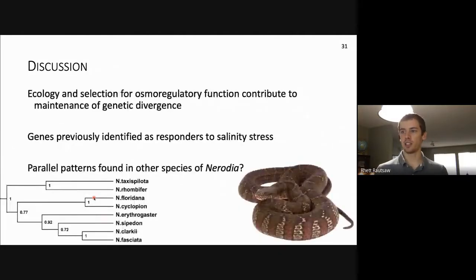Overall, though, ecology and selection for osmoregulatory function is likely contributing to the maintenance of genetic divergence in this complex. We identified genes which have previously been identified as responders to salinity stress. And so our next steps, we're really interested if parallel patterns can be found in the other species of Neodiaptomus. And that's actually where a master's student in our lab is going to be picking up.